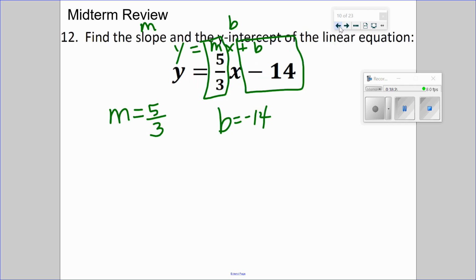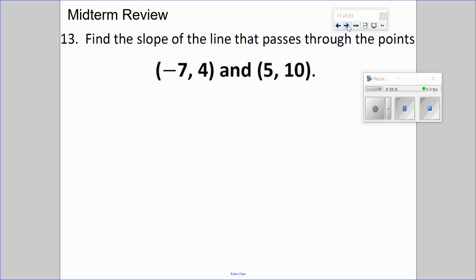Excuse me, I think I skipped one. Okay, that's right. All right. Find the slope of the line that passes through the points -7, 4, and 5, 10. When you have two sets of coordinate points, you have to use the slope formula, which is m equals y2 minus y1 over x2 minus x1.